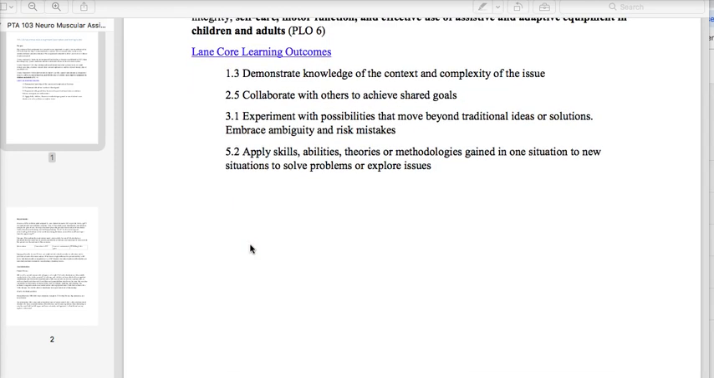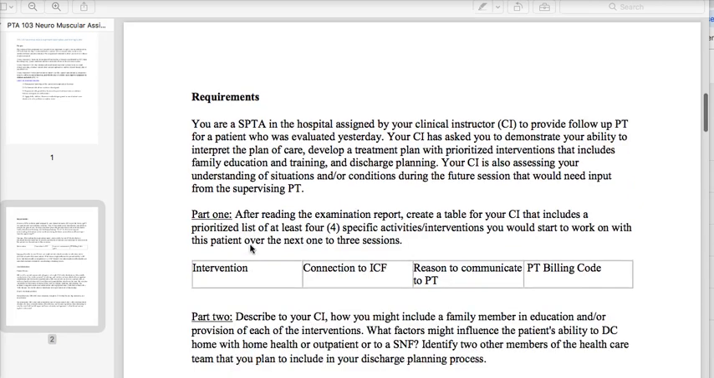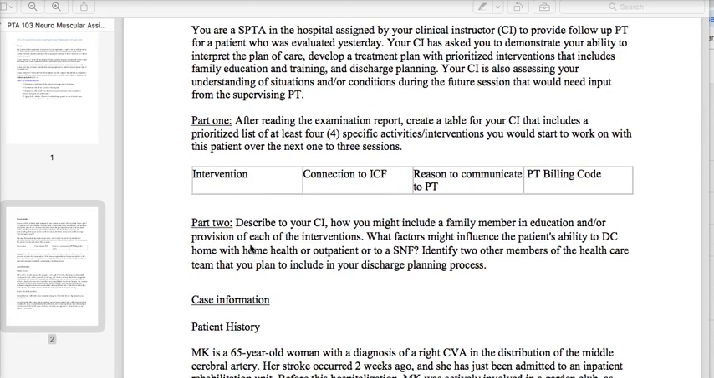And this kind of dovetails nicely into core learning outcomes, as you'll see, especially in regards to taking a risk with possibilities that are within the PT plan of care, and also with working with others. So you are a PTA working in a hospital setting, an acute setting, for a patient that was evaluated yesterday by the physical therapist. And so this clinical instructor, which in this case is me, is asking you to demonstrate your ability to interpret a plan of care and to develop a treatment plan with prioritized interventions that include family education and training and discharge planning.